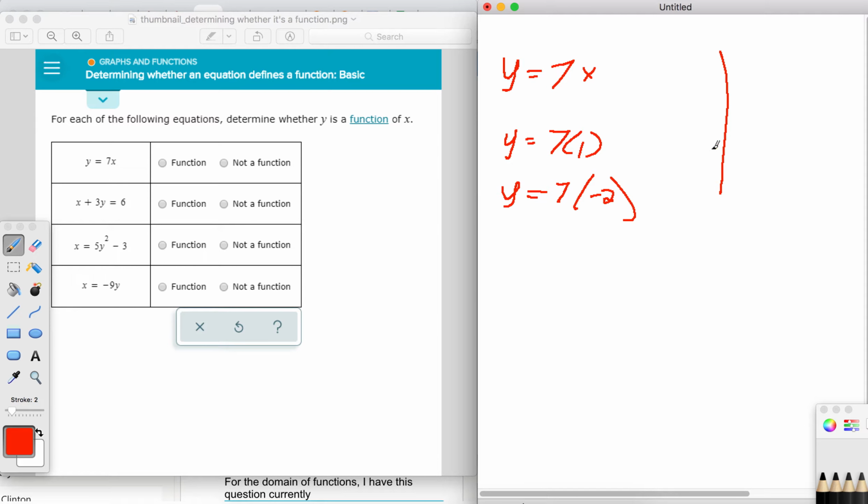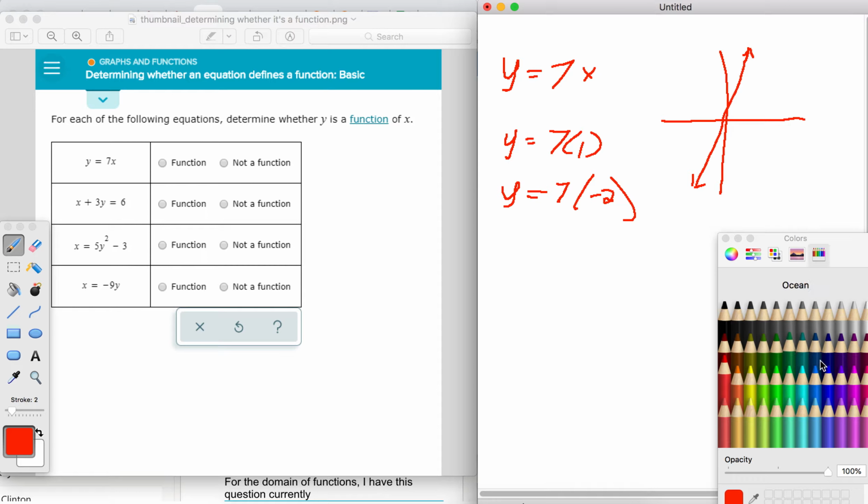Or another way to look at it is if you graph a function, like if you graph y equals 7x, which I'll do for you in just a second in Desmos, it looks something like this. Okay, it's a function looking at it graphically if it passes the vertical line test. That means if you can draw any vertical line and it only touches one spot on the graph, then it's got to be a function.